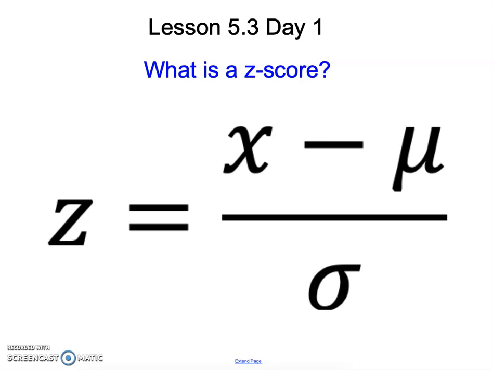Mr. Sarles here once again, lesson 5.3, day number 1. We're going to talk about standardized scores, z-scores today.